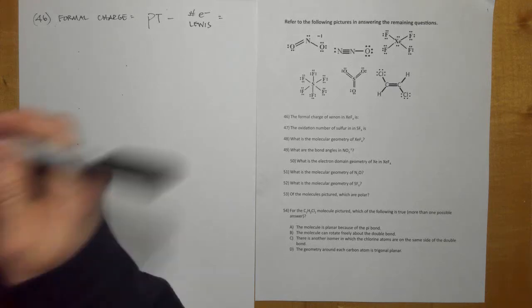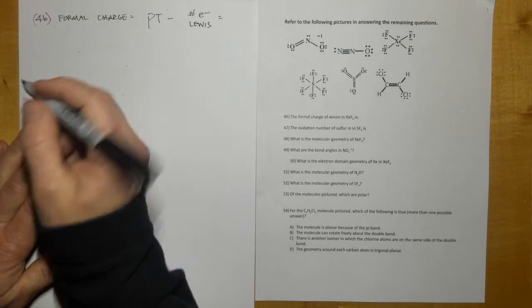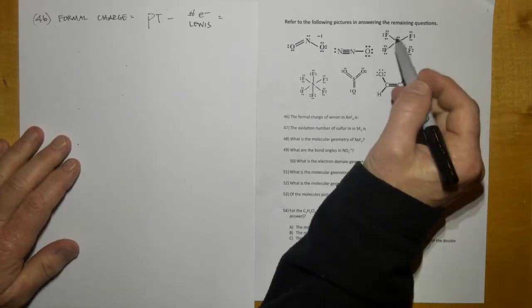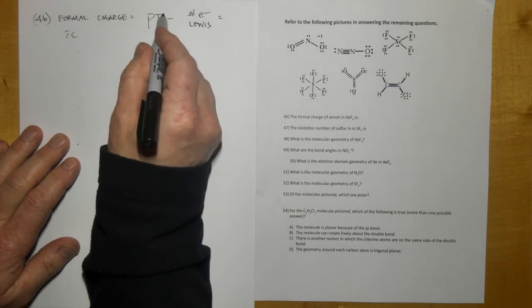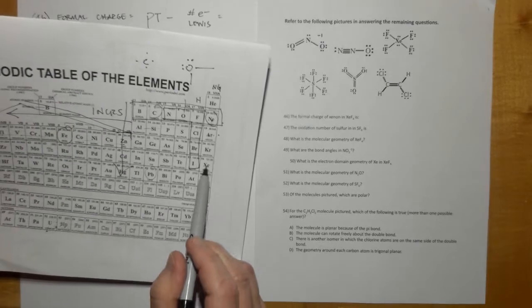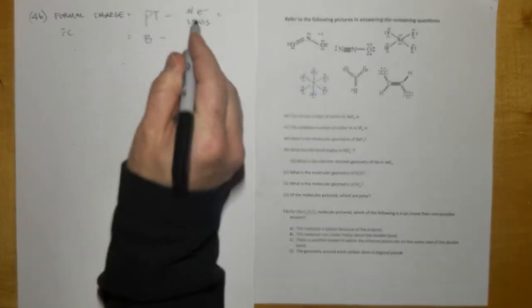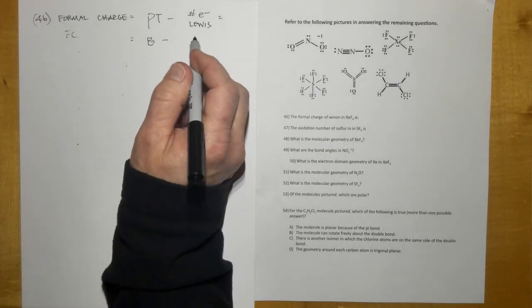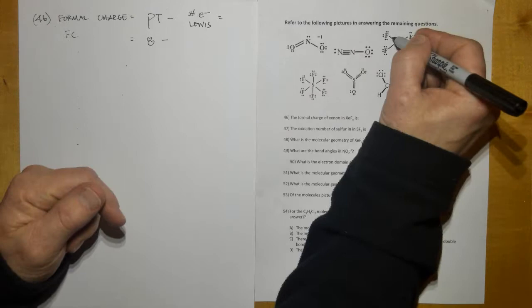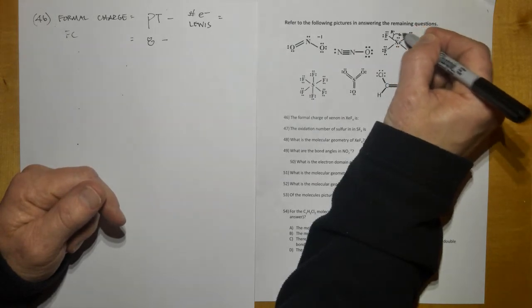So number 46, the formal charge of xenon in XeF4. So they give you XeF4, and to find formal charge, remember that's equal to the number of electrons assigned to it on the periodic table. For xenon, that's 8 because it's in group 18, minus the number of electrons assigned in the Lewis dot structure, remembering that there's only one assigned per bond, because for a bond we assume one goes to one atom and one electron goes to the other.